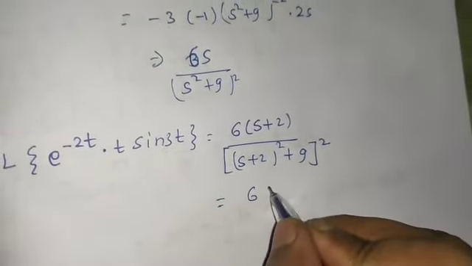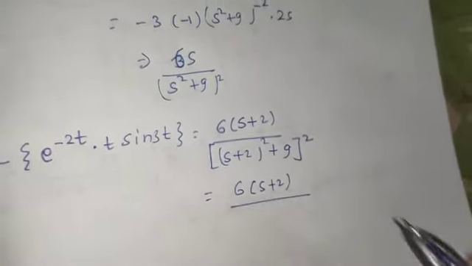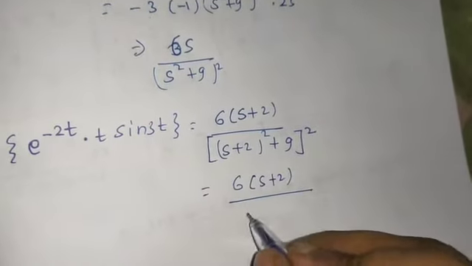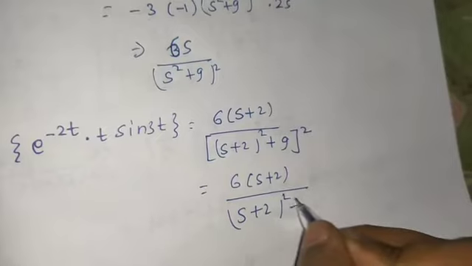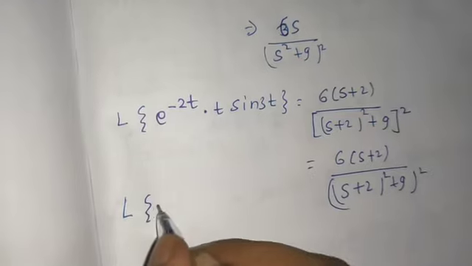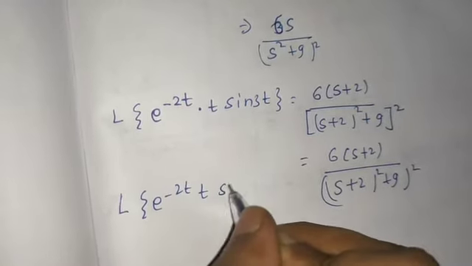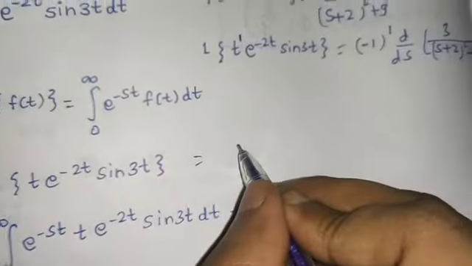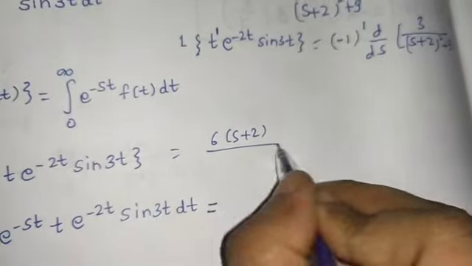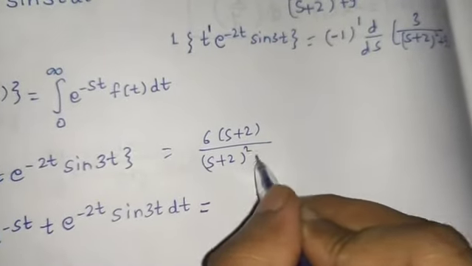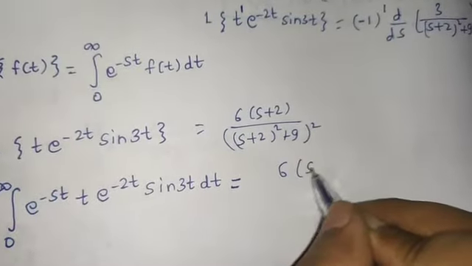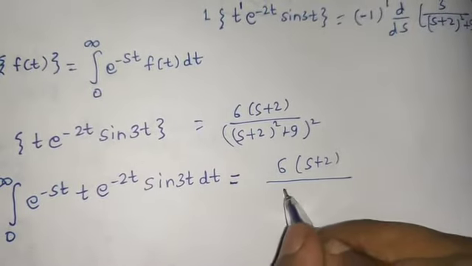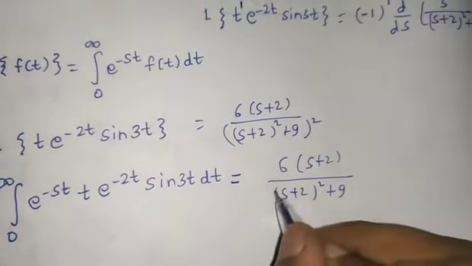So this is 6 times (s plus 2) divided by ((s plus 2) whole square plus 9) whole square. Same thing. So you got Laplace of e power minus 2t into t into sin 3t as this. 6 times (s plus 2) divided by ((s plus 2) whole square plus 9) whole square.